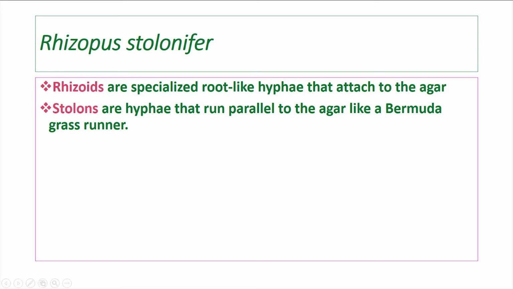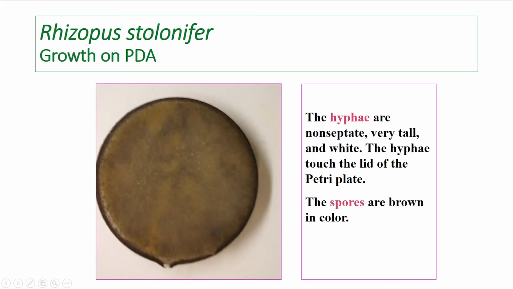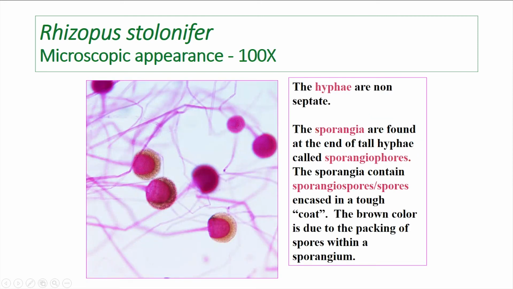You can see right here, it's very thick brown growth. It actually knocked the lid off of this dish, so you have to be very careful with it. It produces spores that are brown in color. You can see that brown grittiness right here on the spore heads. These are called sporangia. They are held up by sporangiophores, and the spore parts are called spores or sporangiospores, and they are in that thick, dense coat.